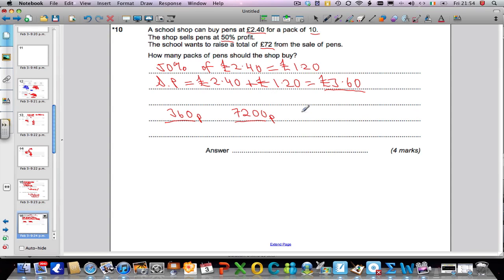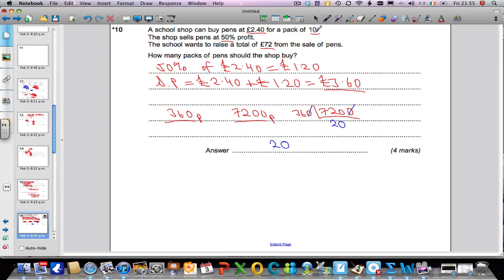So what we need to do is 7,200 divided by 360. Now straight off the bat, what we can do is divide both numbers by 10. If I divide that by 10, I can divide that by 10. It makes the problem slightly easier. How many times does 36 fit into 72? It goes in twice. How many times does 36 fit into 0? 0 times. So they're going to sell 20 packs.